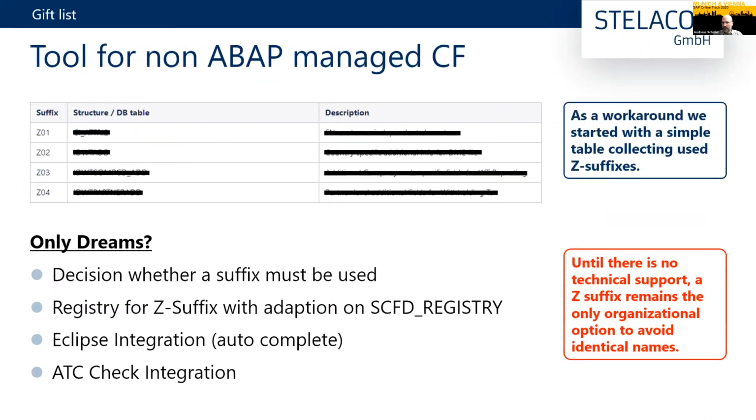They also have to provide, in my opinion, a tool to handle those fields. We started at least with a simple table where we wrote down our database or structure name and the C suffix. So it's not really a highly skilled tool. There must be an IT solution and not a manual table. So integrate ATC checks, and we also want to register our own C suffixes, maybe auto completion in Eclipse.